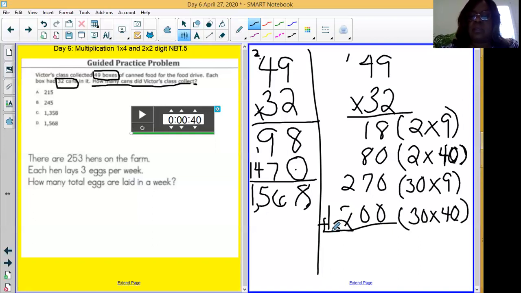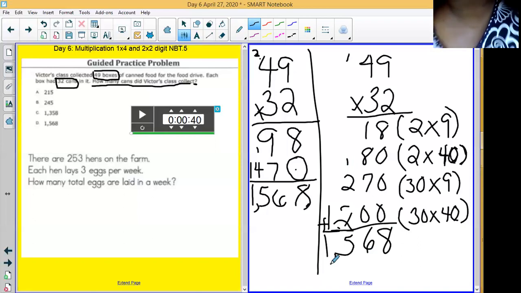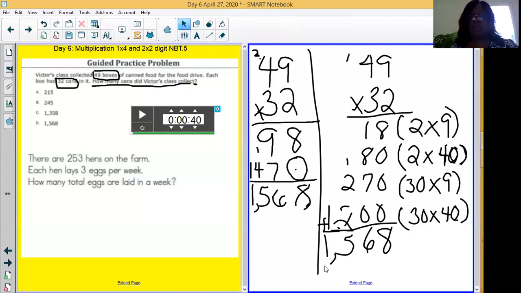And now let's add it up. It should be 8. It should be 16. Carry my 1. This is 5. And then I bring down my 1. So those are 2 strategies you can use for that particular problem. I'll pause for a second, give you time to write this down. If you need additional time, please pause your video.